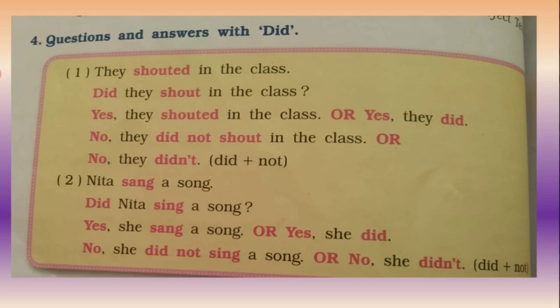Then second one is the answer, yes, they. Here the question is in past tense, so we will give the answer also in past tense. So yes, they shouted in the class. Next, no, they. Here the question is in past tense. No, they did not shout. Here we will keep did, so that's why we will keep here the base form of the verb. So shout in the class. No, they didn't. So here didn't is the short form of did not.